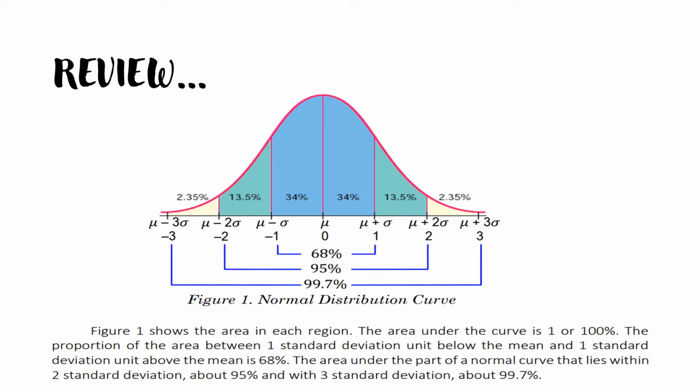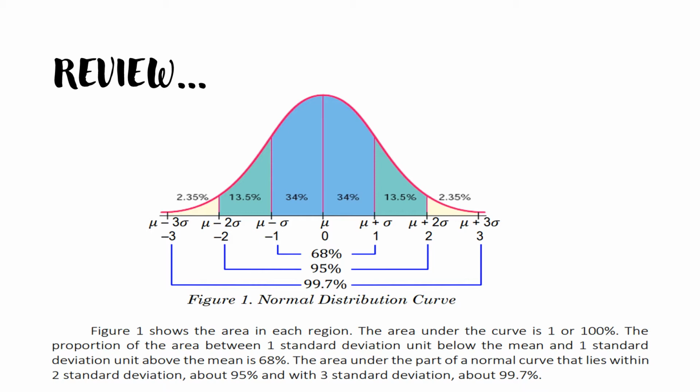So let's have some review with this Figure 1, your normal distribution curve. We have learned about the properties of the standard normal distribution in the previous lessons. Let's try to recall that a standard normal distribution is a normal probability distribution with a mean of 0 and a standard deviation of 1.